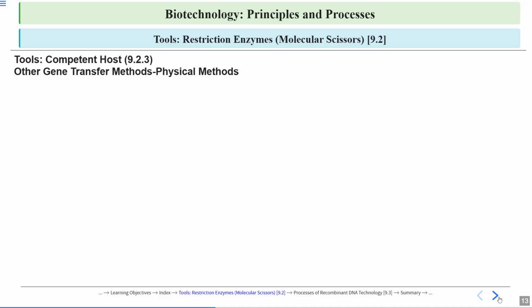Other gene transfer methods. For microinjection, they have told that it is low throughput, as only one cell can be injected at a time. Definitely, because at one time we can inject only one cell, so it will give low throughput.